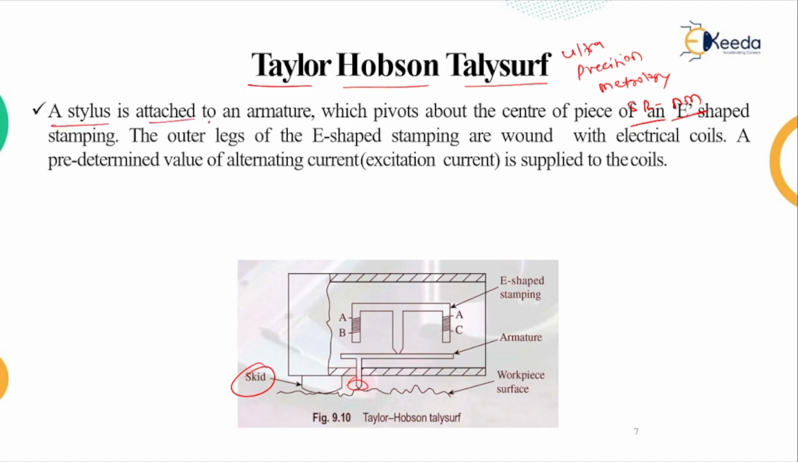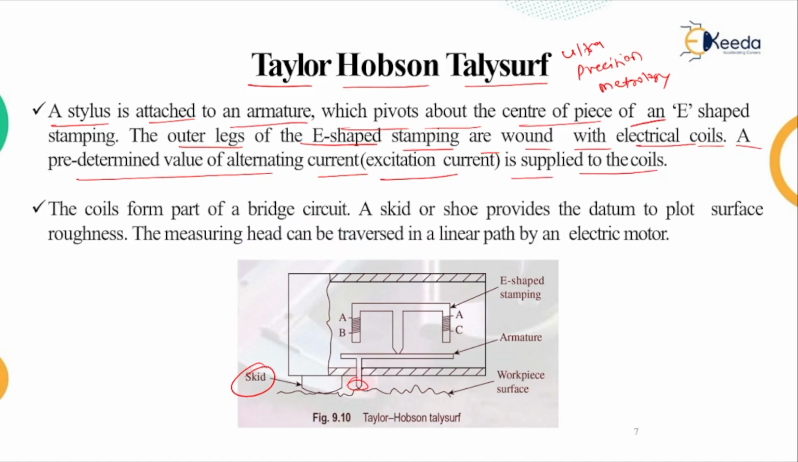A stylus is attached to an armature which pivots about the center of an E-shaped stamping. The outer legs of the E-shaped stamping are wound with electrical coils. A predetermined value of alternating current, that is the excitation current, is supplied to the coils. These coils AB and AC form part of a bridge circuit. A skid or shoe provides the datum for measuring the surface roughness.